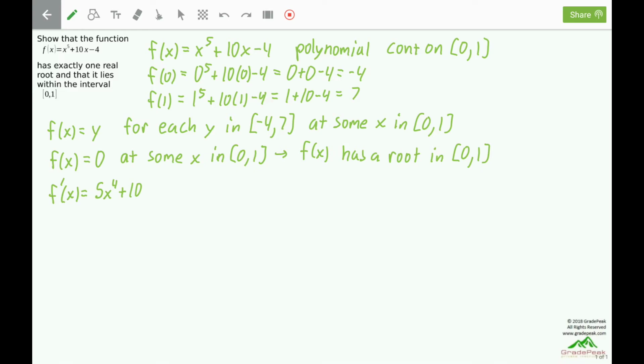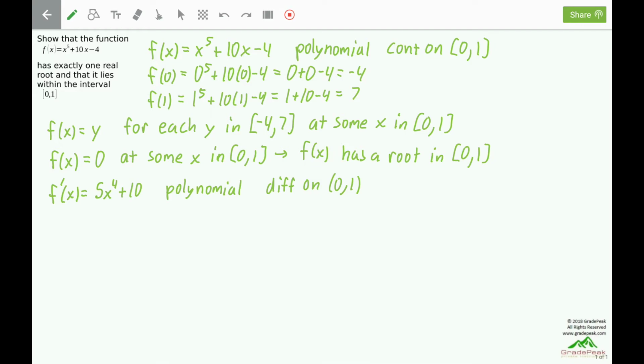The derivative has to be continuous. It's called differentiable on the open interval. Well, the derivative, 5x to the fourth plus 10, is also a polynomial, and it's therefore continuous. It's called differentiable on any interval, including the open interval from 0 to 1. We want to put this on the open interval because a function is never differentiable on its endpoints. So this is always on the open interval.